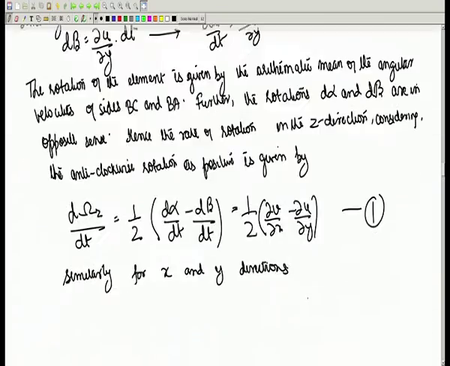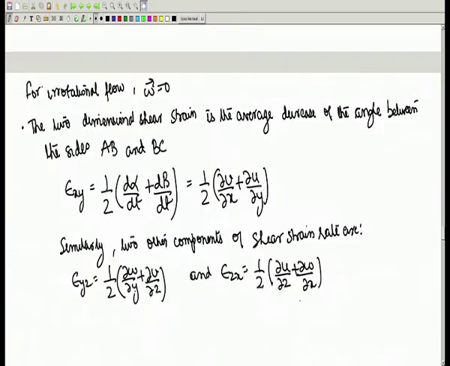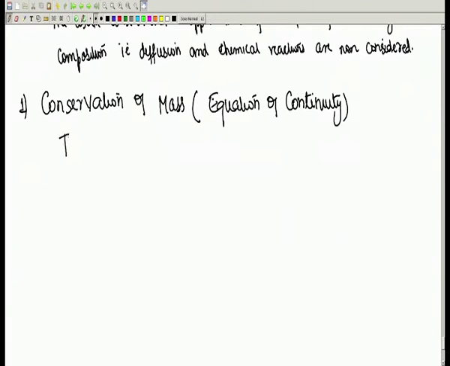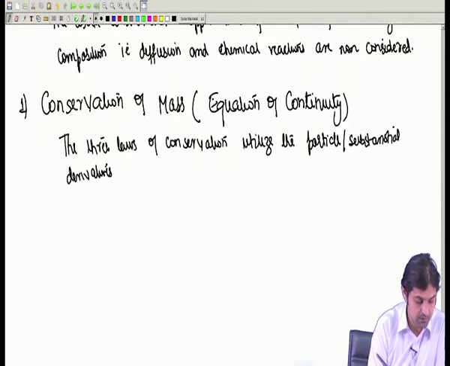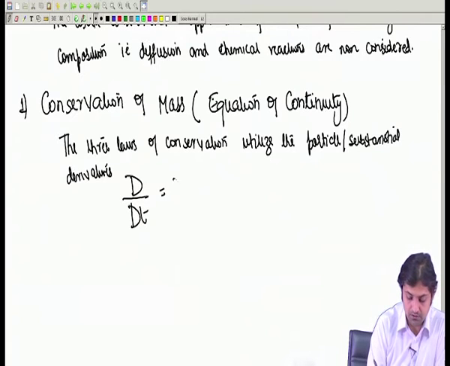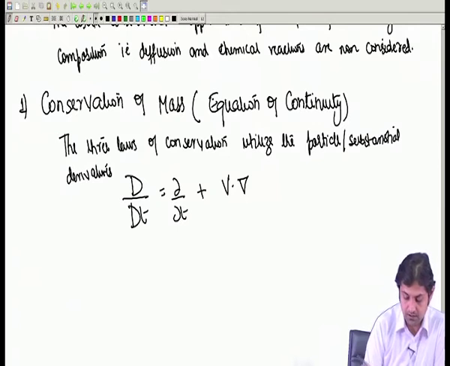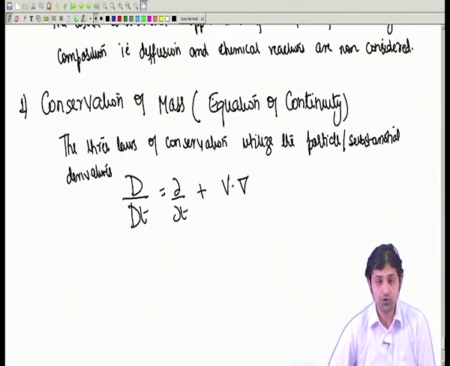So, going back to the three laws, the three laws of conservation utilize the particle or substantial derivatives. Okay. So, that is d dt is equal to del del t plus the convective terms. So, this is what we utilize.